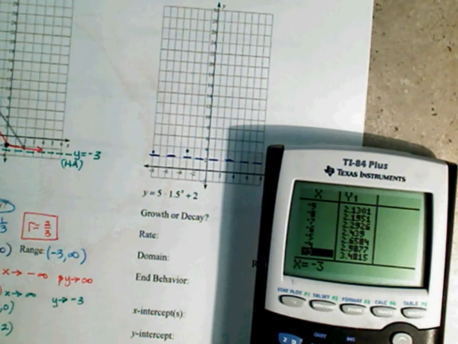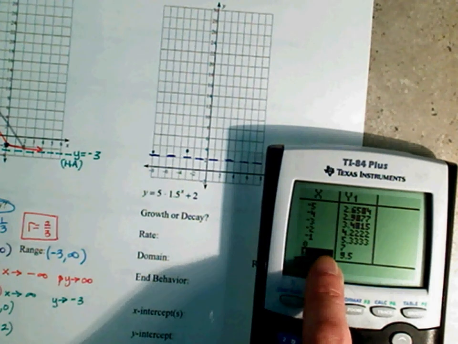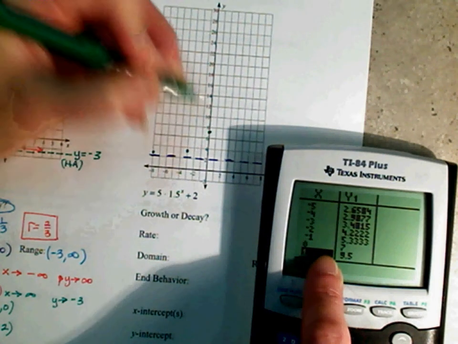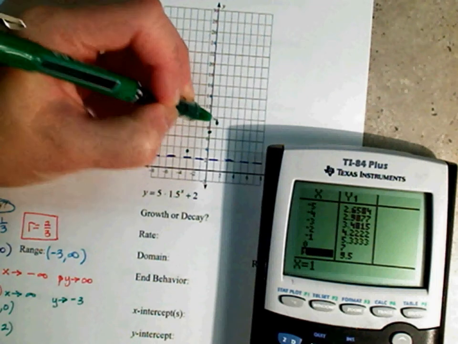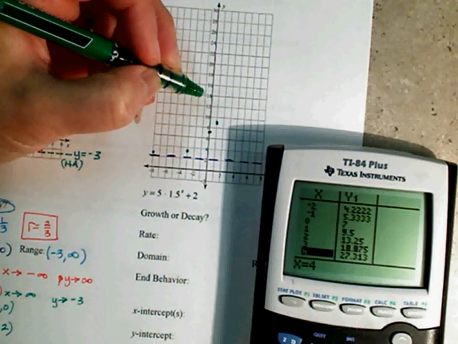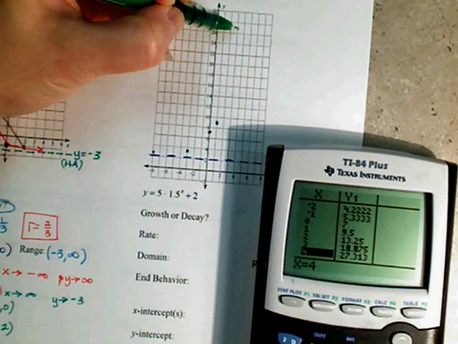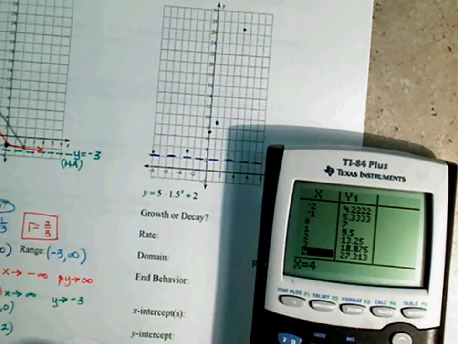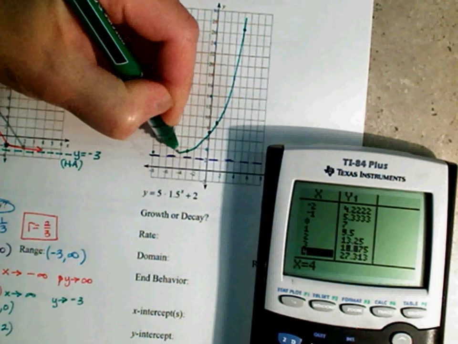Here's a whole integer, 0, 7. That might be a good number to know. 1 and 9.5. How about 4 and 27? There we go. So you kind of have an idea what your graph looks like. That's all you've got to have, is kind of an idea. Draw your graph, approaching the asymptote but never crossing it. And there is your graph.